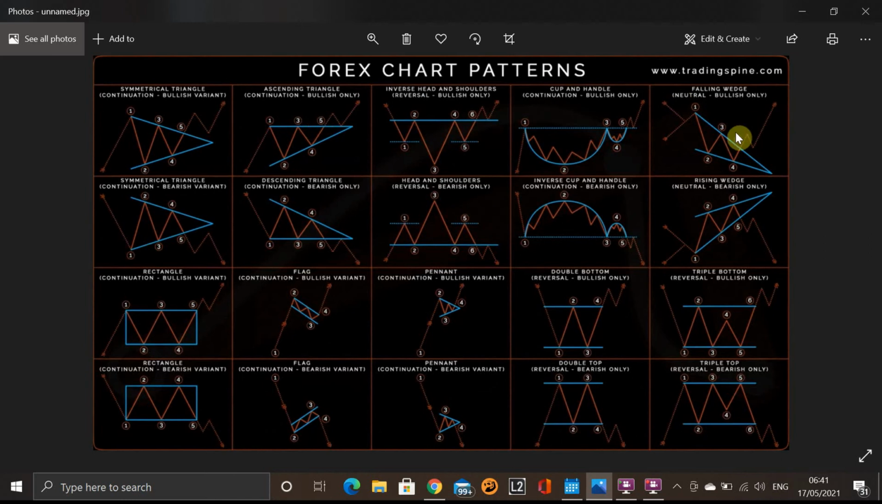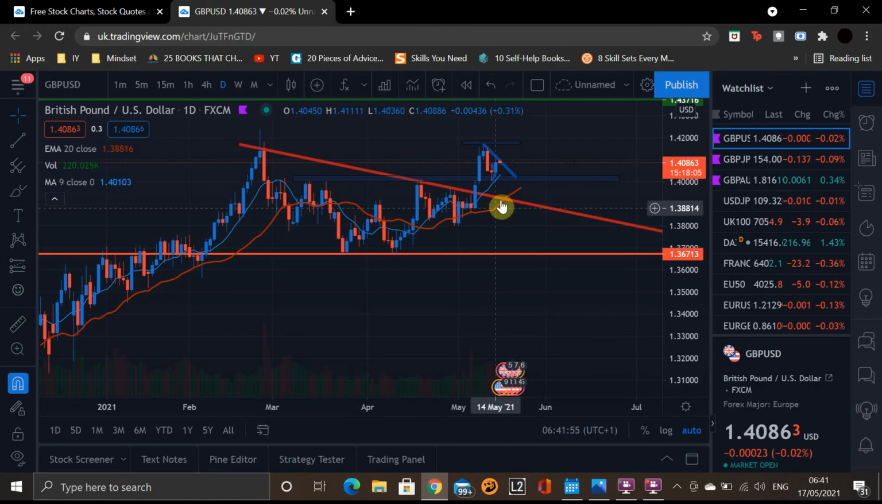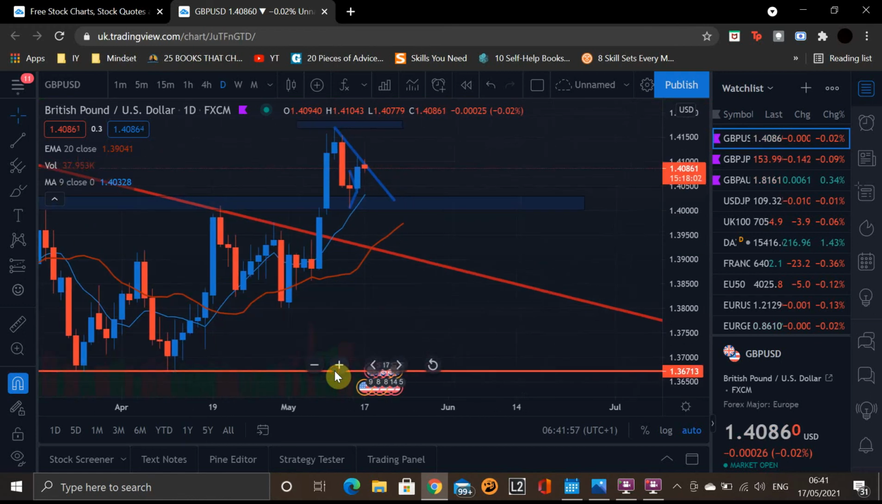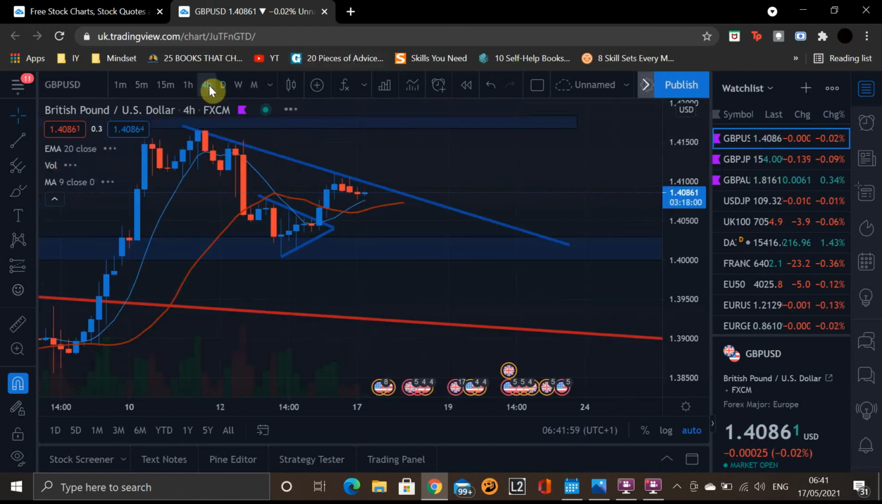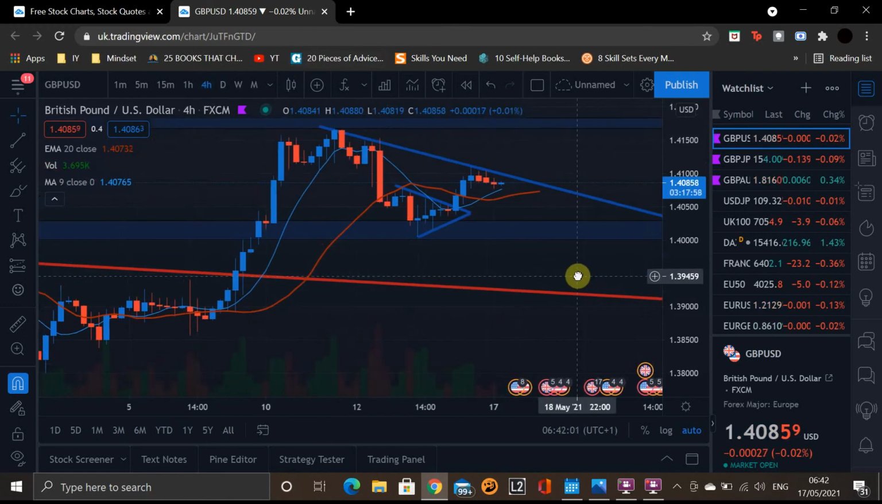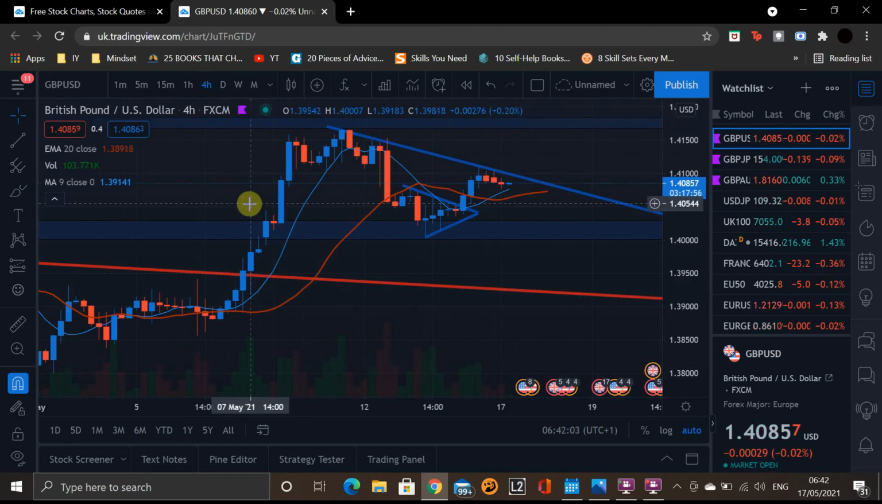And vice versa, falling wedge. Yeah, so I guess it did what it was supposed to do. Go down to the 4 hour. So in the 4 hour, I see a breakout. Boom.